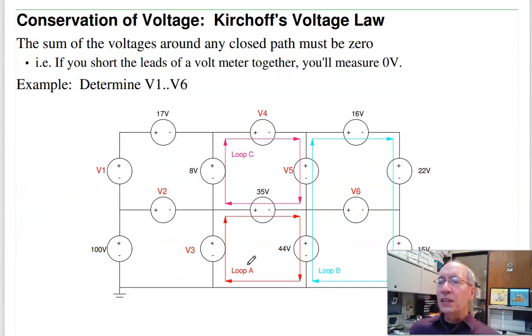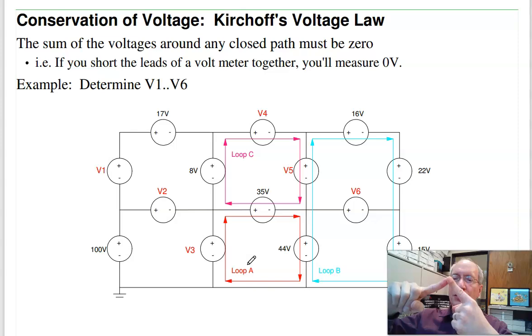Now, in terms of techniques to analyze a circuit, the first one I'm going to look at is conservation of voltage. What that says, if I take a voltmeter, take the 2 leads, short them together, I get 0 volts. If I go around a circuit and wind up back where I started, all the voltages added together have to add to 0. That's conservation of voltage, or Kirchhoff's voltage law.